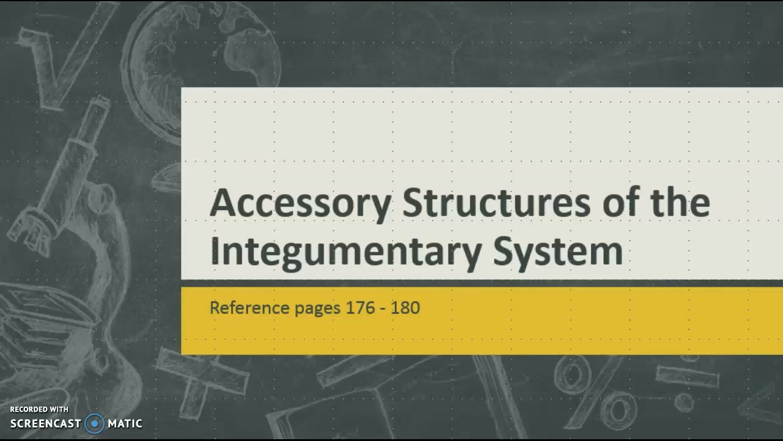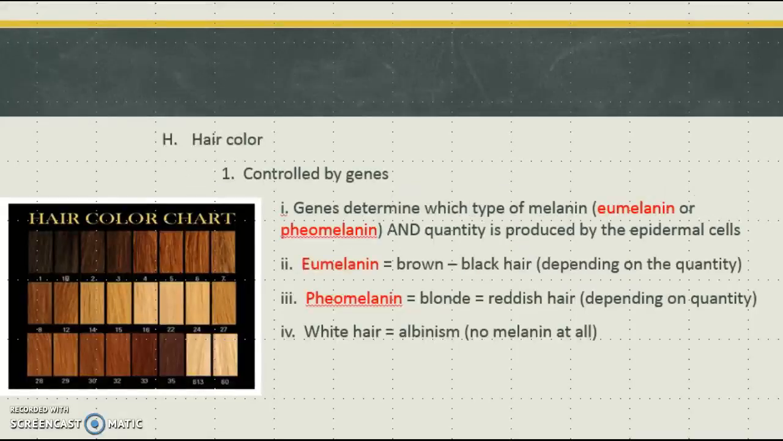Welcome back to the accessory structures of the integumentary system. In the first video, we listened to some information about hair and hair growth and hair follicles. In this one, we're going to start to look at what causes hair color. As is everything in our body, hair color is determined by our genes.